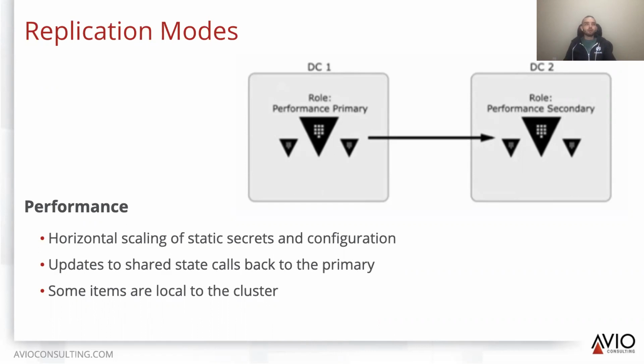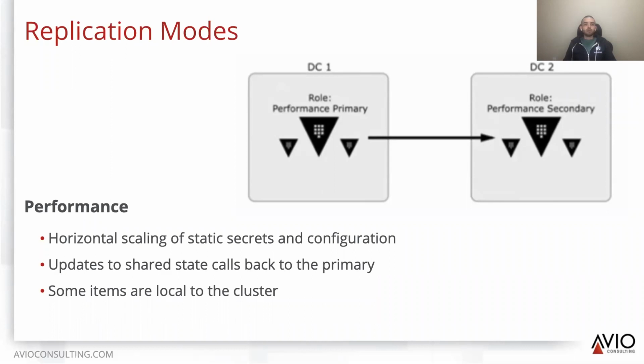And the way that Vault scales horizontally is with a number of secondaries rather than vertically, as in the past, like increasing the RAM or the CPU. So in performance replication, write requests get forwarded back to the primary cluster, and because of this, performance mode basically scales reads rather than writes across data centers, and that's something to keep in mind.